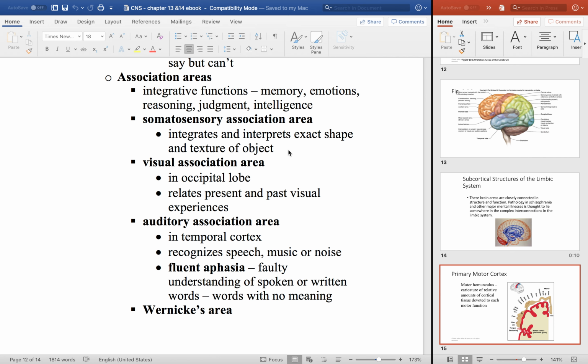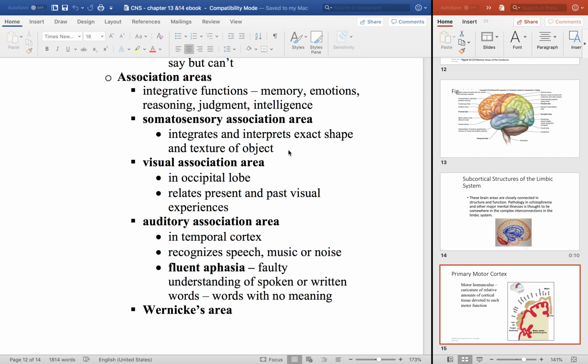Visual association area is in the occipital lobe, and it's going to tell you what you see. And a lot of times that's based on past visual experiences. We talked a little bit about how you know what round is, and it's because you were taught what round was. Auditory association area is in the temporal cortex. That allows us to recognize speech and music and noise.